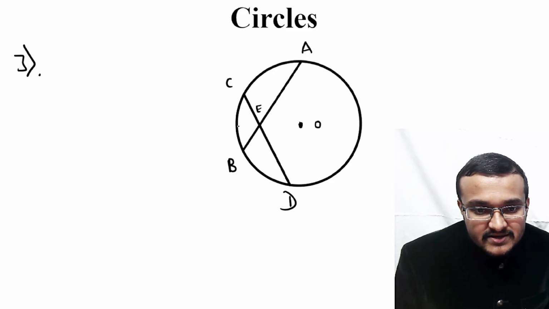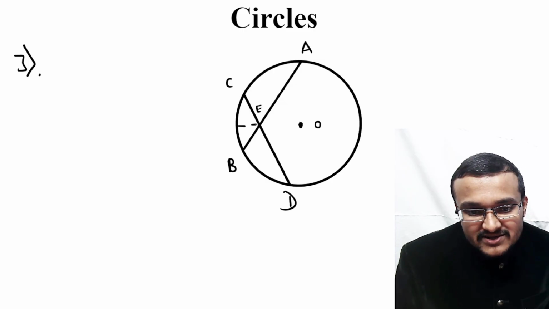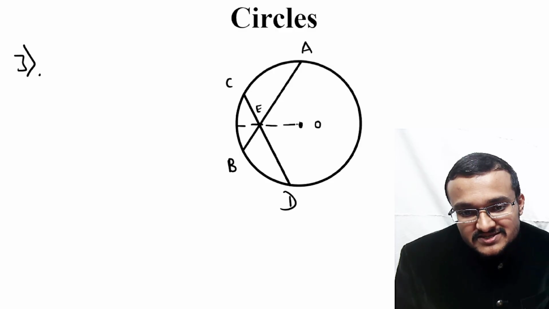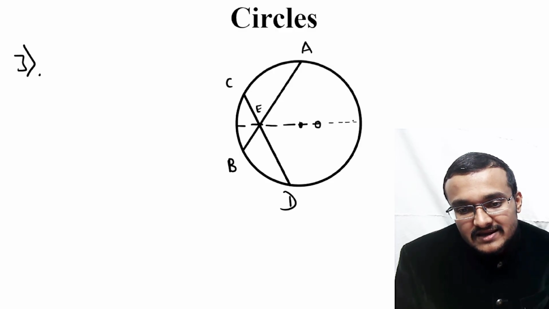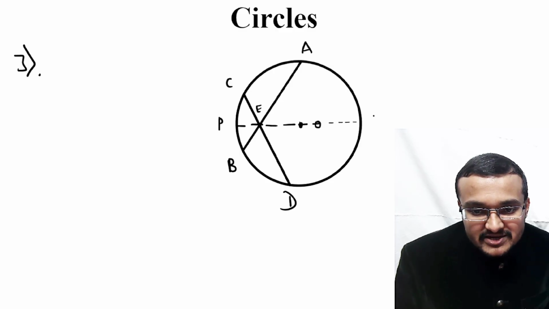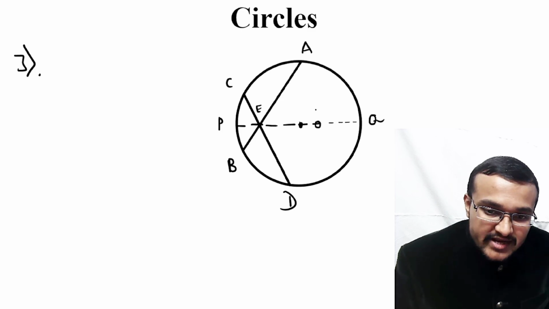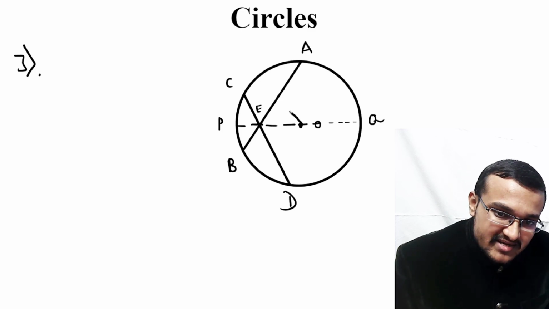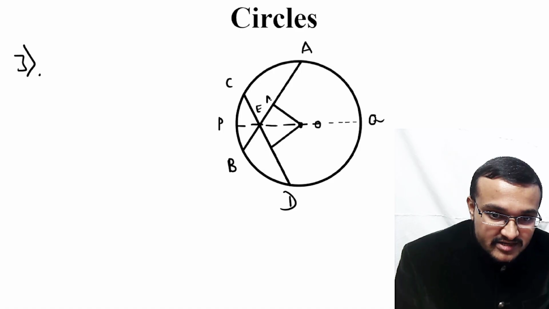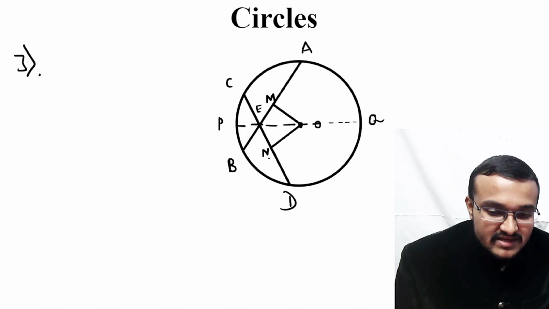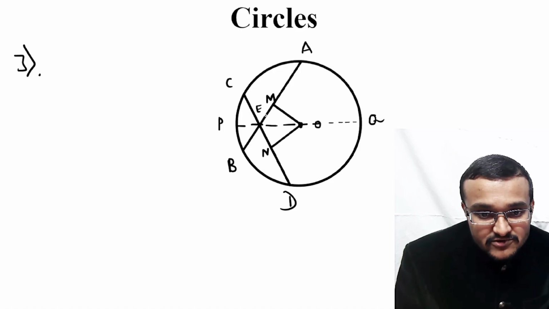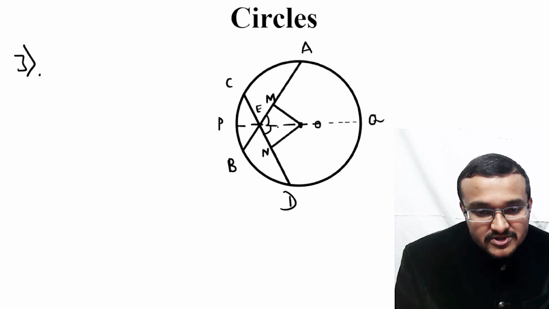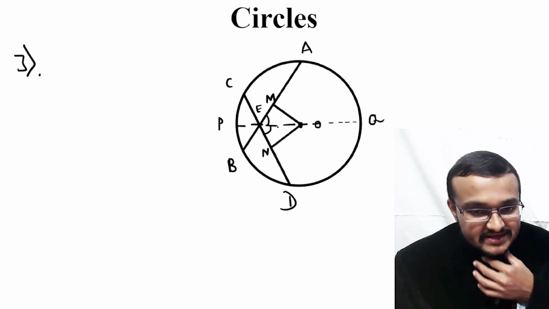So now draw a diameter which passes through this intersection and the center like this. Call this diameter PQ. Now draw a perpendicular line to AB and a perpendicular line to CD. Let this point be M and let this point be N. Now you have to prove that this particular angle and this particular angle are equal to each other.